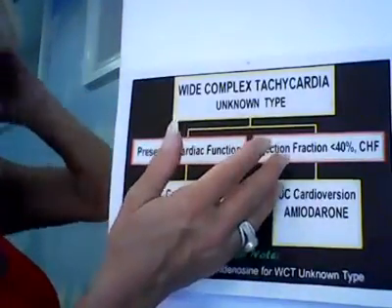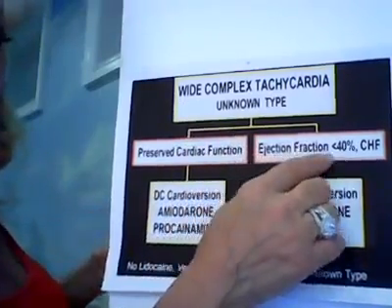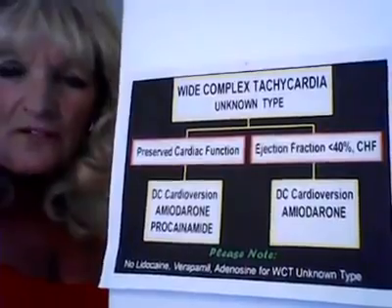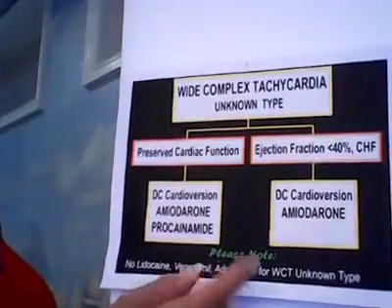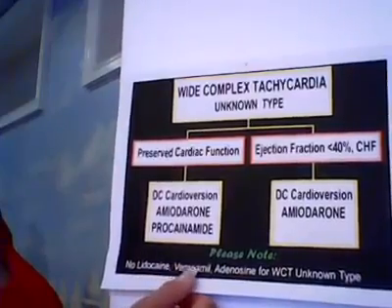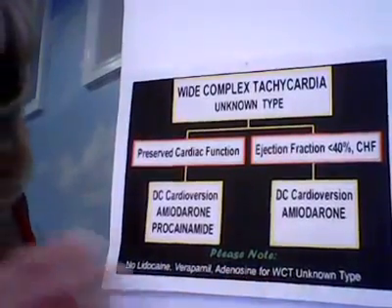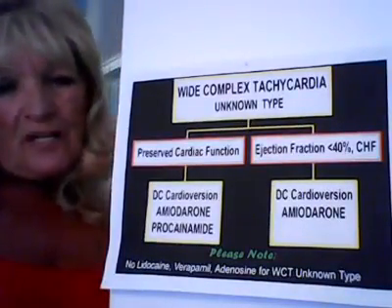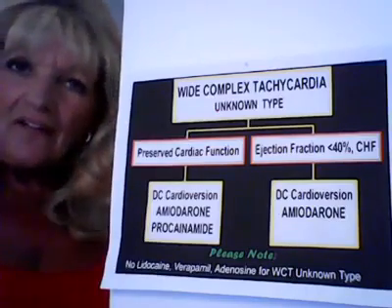If you know the patient, you know the history, and you know that he has a decrease in the ejection fraction or a bad history of congestive heart failure, then you just want to either cardiovert or give amiodarone. Please note, no lidocaine, verapamil, adenosine for wide complex tachycardia of unknown type. And for you, it would never be unknown type because you now know how to differentiate wide complex tachycardia.